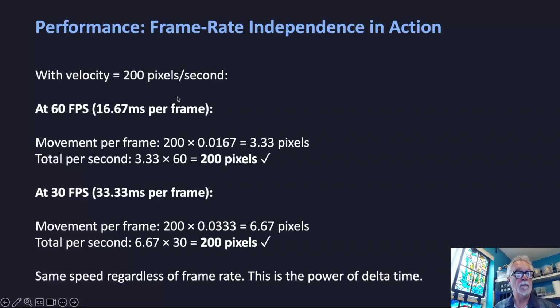The way that we've implemented our movement is that we can achieve 200 pixels per second at 60 frames per second or 30 frames per second. I'd encourage you, when you start playing with this, to change your frequency in the timer setup. Change it down to 5 frames per second.